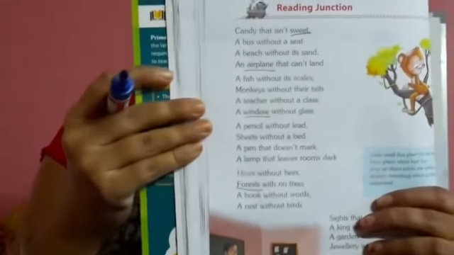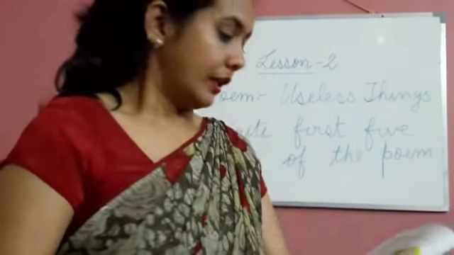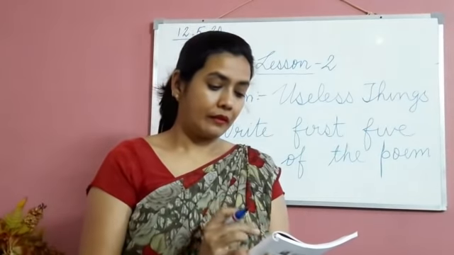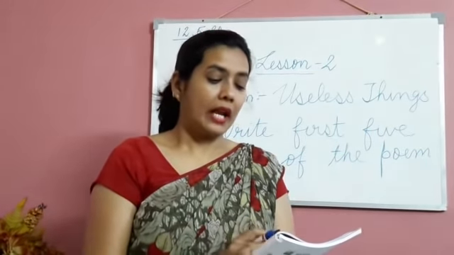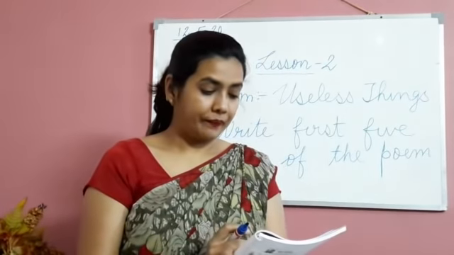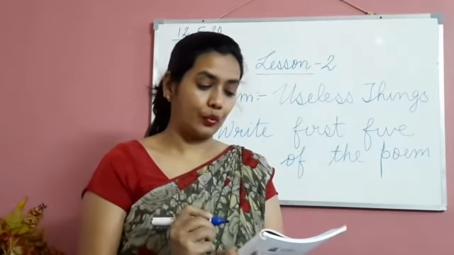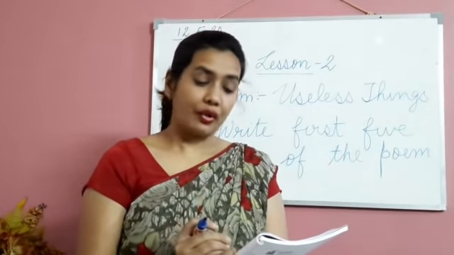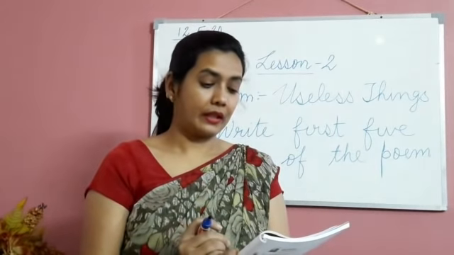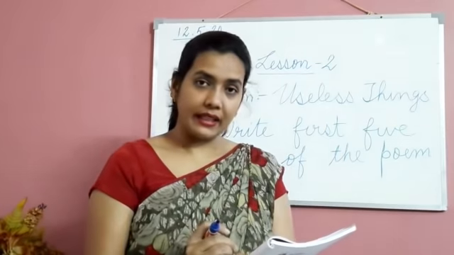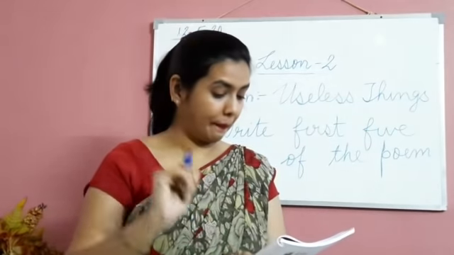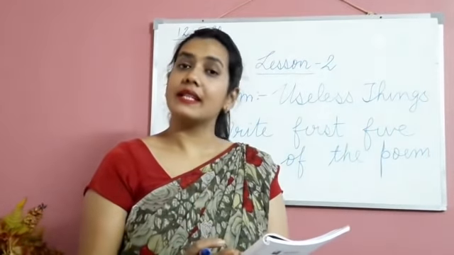See your book. Now, you have to write from candy to scales. Candy that isn't sweet, number 1. Number 2, a bus without a seat. Number 3, a beach without its sand. Number 4, an airplane that can't land. And number 5, a fish without its scales.